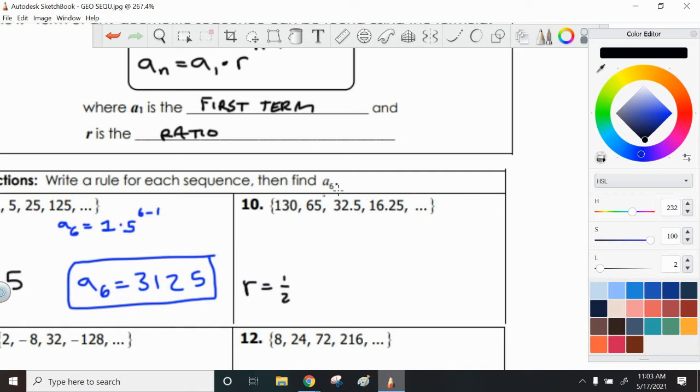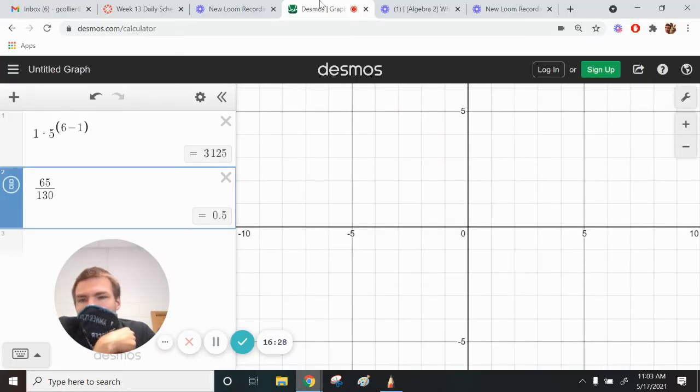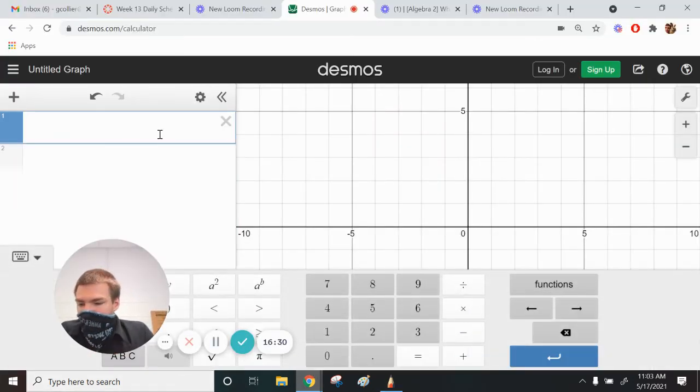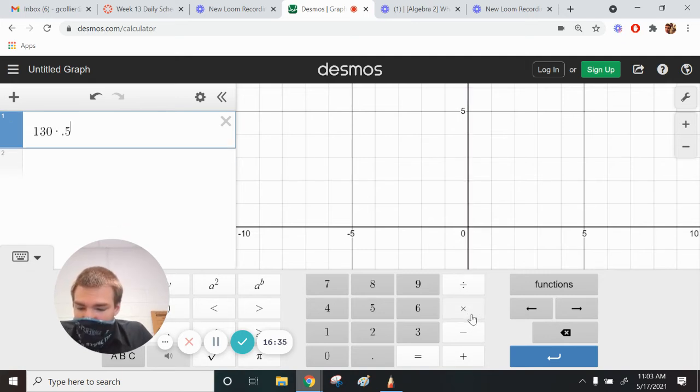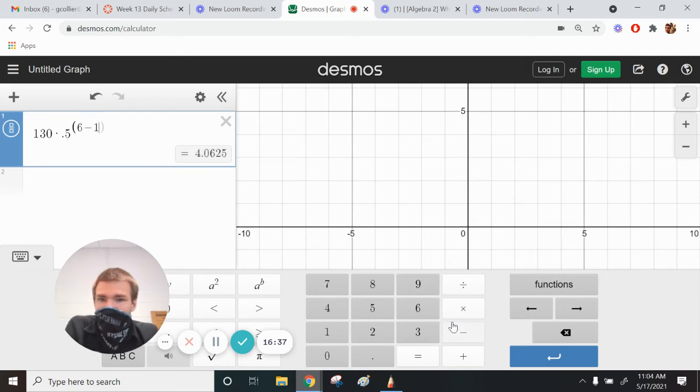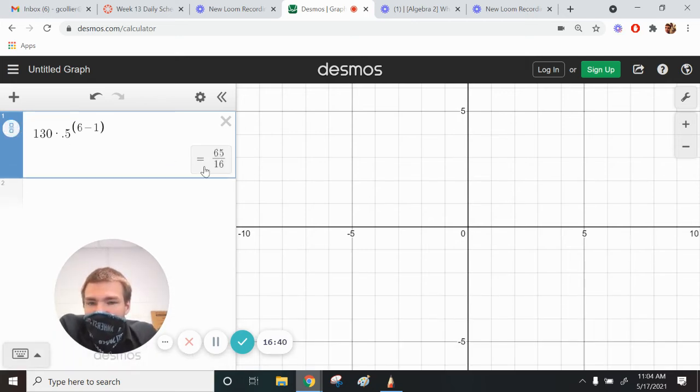And again, if it wants the 6th term, you could just keep going and figure out what it would be. But to use our formula, the 6th term is the first term times the ratio to the power of 6 minus 1. Turn it into a fraction. I got 65 over 16 if I make it a fraction.